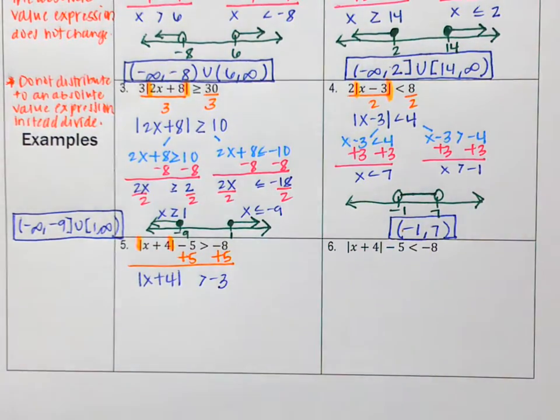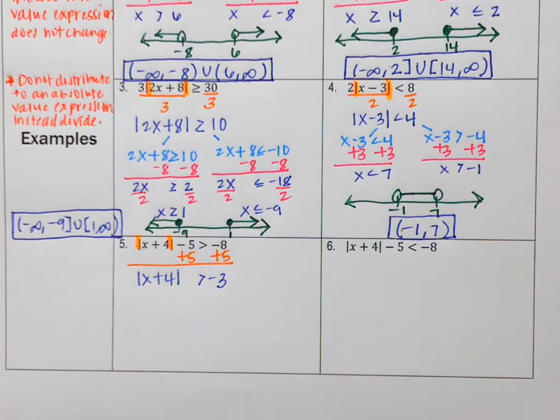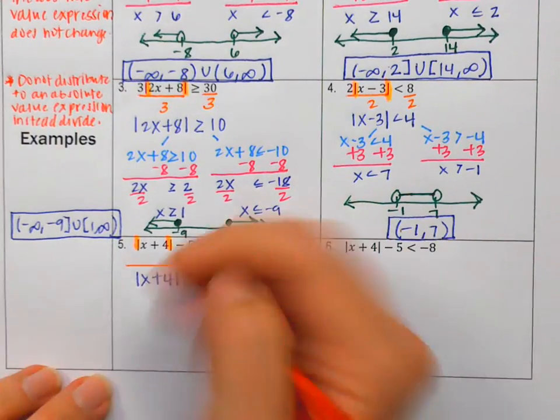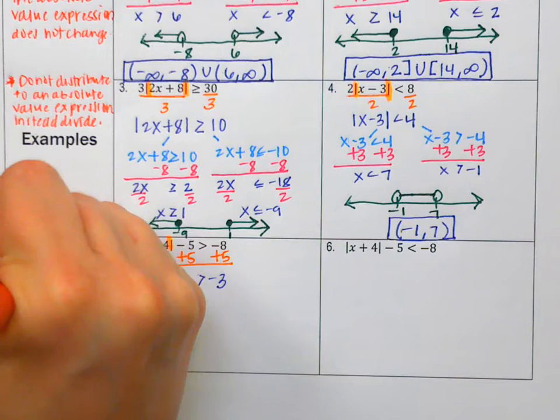Now before, when we had an equal sign and you were left with the absolute value expression equal to a negative number, it was automatically no solution. But with inequalities, we have to think about it a little bit further. Now we know an absolute value expression will always be positive.